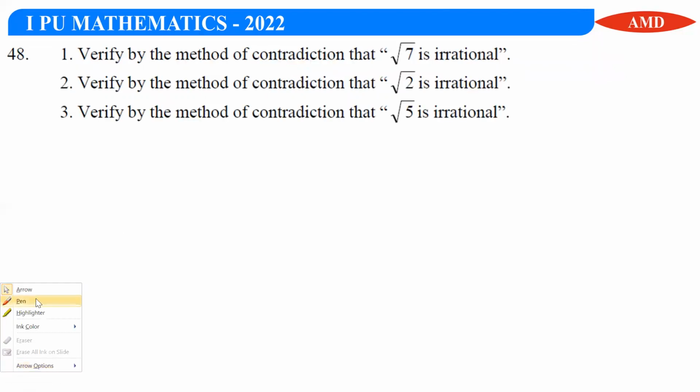48th question from mathematical reasoning. Here you will have to prove by the method of contradiction that root 7 is irrational, or they might ask root 2, or they might ask root 5. Any one question will be asked for sure.